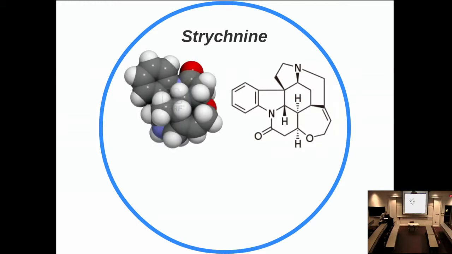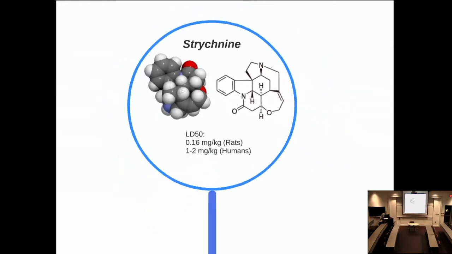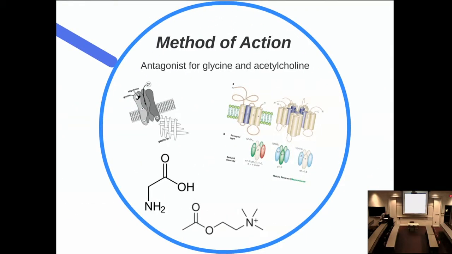The globular structure is shown, the three-dimensional portrayal. The LD50 for strychnine is fairly low, 1 to 2 milligrams per kilogram for a human. So again, a typical 70 kilogram human will only take around 70 milligrams to kill half of the population. So how does strychnine work?